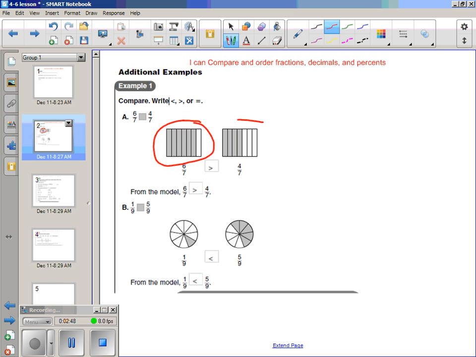So look at this. This box is exactly the same size. And again, it's cut up into 7 pieces. And we like this for common denominators or with fractions because then we can easily see which one's bigger. We can all see that 6 out of 7 is bigger than 4 out of 7. So our alligator mouth would go to the bigger one.